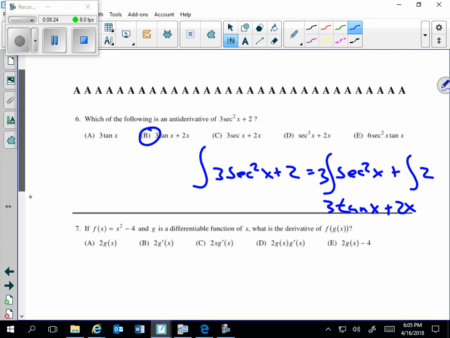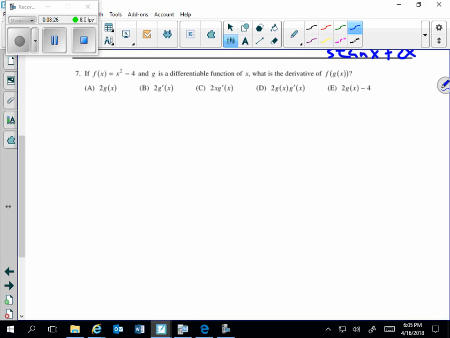Question 7. Remember, hit pause whenever you want. I'm just trying to keep on rolling, see how far we can get. We know function f. Function g is some differentiable function, and we know that f, what we're looking for, the derivative of that mess. Okay?